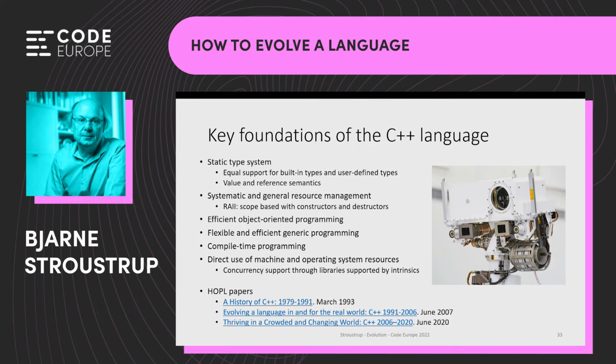So, equal support of user-defined types, value and reference semantics. I like value types, and I often need reference semantics, pointer semantics to implement it. Systematic and general resource management, scope-based constructors and destructors, object-oriented programming, generic programming. You can do an incredible amount of stuff at compile time. And then direct use of machine and operating system resources.